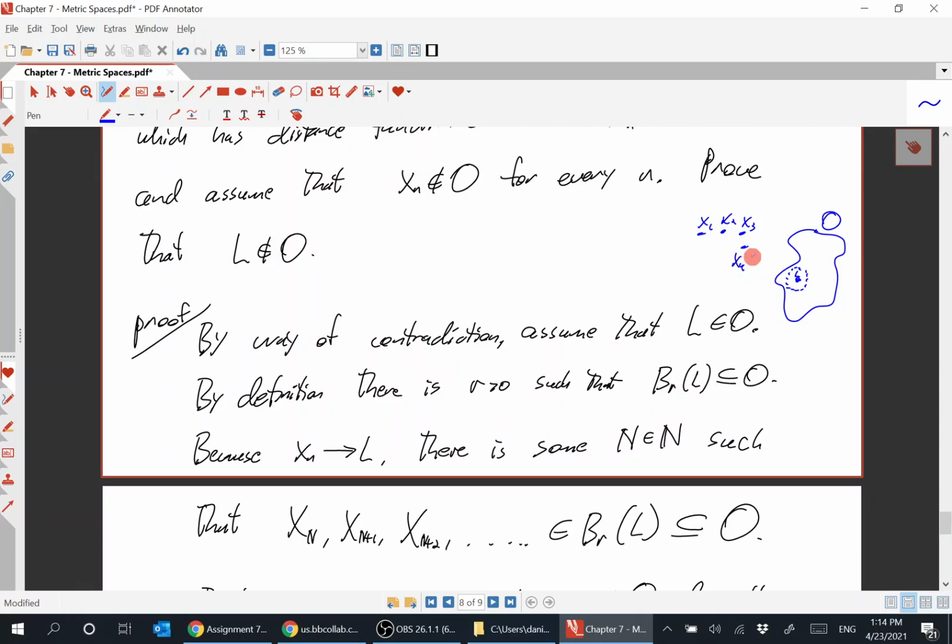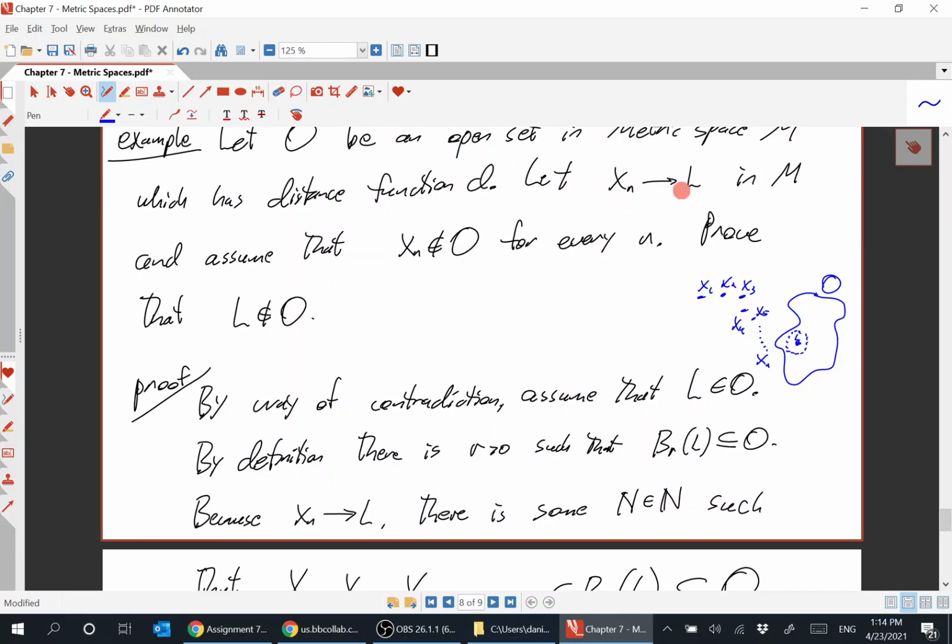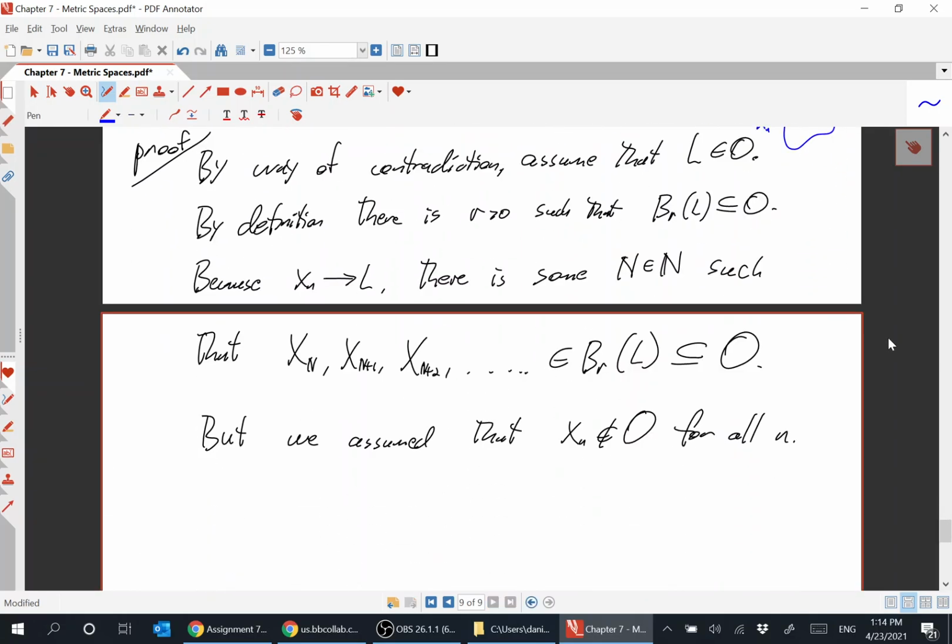x4, x5. The sequence stays outside the open set. It never goes in that open set at all. That's what we assumed. So we assumed xn converges to L, and we assumed that the sequence xn is not in the open set. So it never goes in the open set. In particular, it's not going around that ball around L. That's the contradiction. By the definition of convergence, because xn converges to L, at some point the sequence gets stuck in that little ball around L. But we assume that xn is not in the open set at all. That's the contradiction.